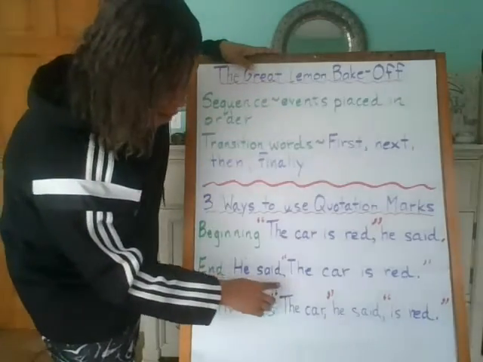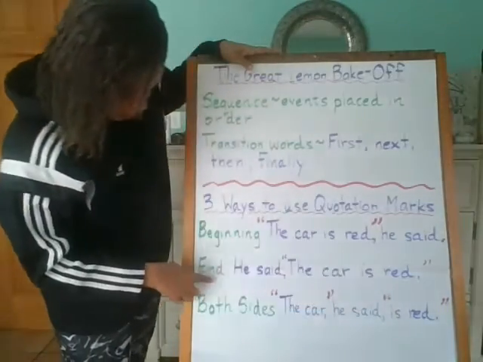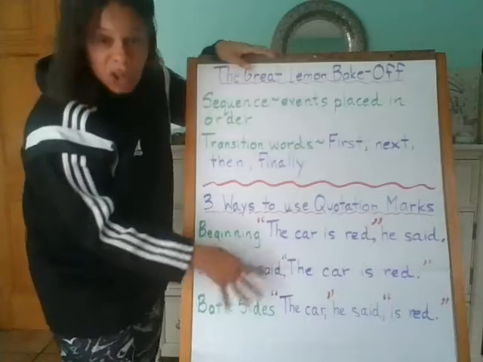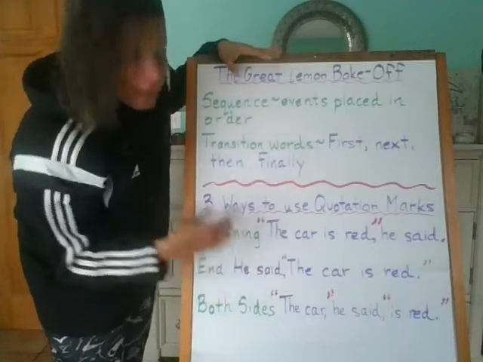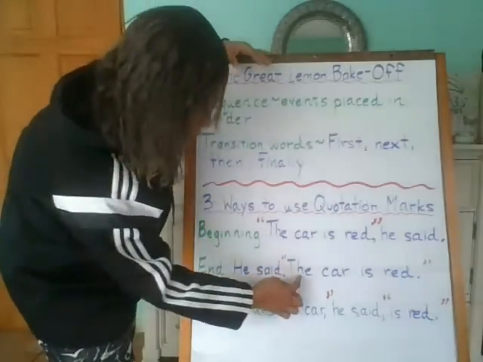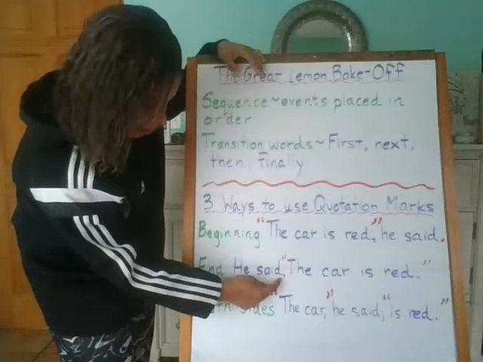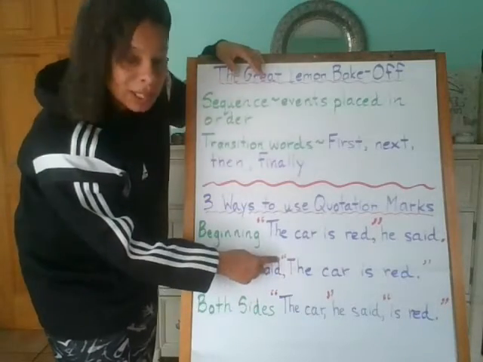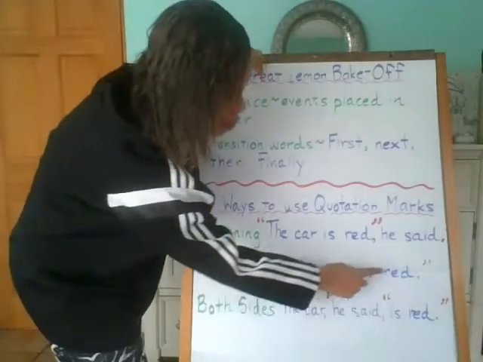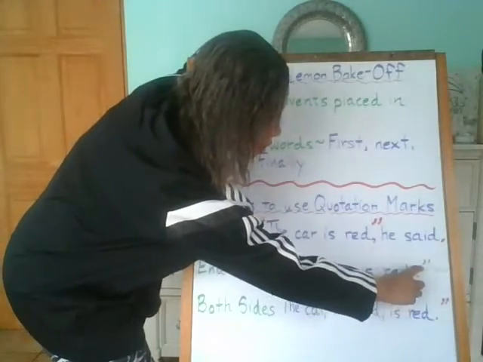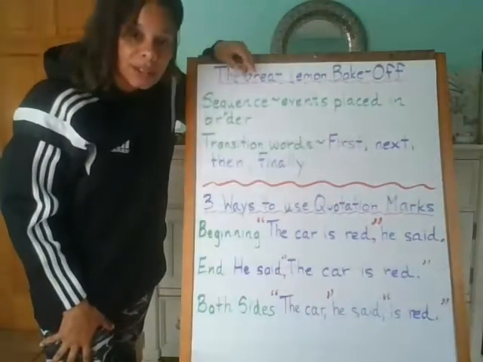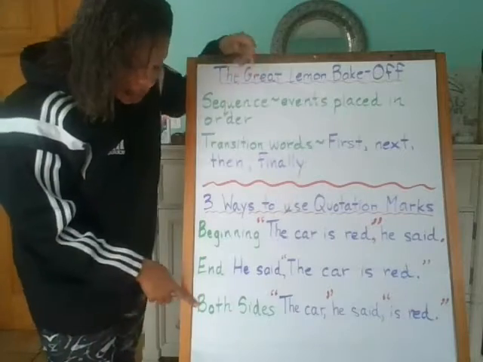All right, at the end, so now it's the same sentence, but I switched it around a little bit. He said, "The car is red." Okay, so "he said," nobody's talking yet, so we don't need quotations. The first word spoken is "the," so we have to put a comma after said, opening quotations, "The car is red." Full stop, and the little 99, closing quotations.